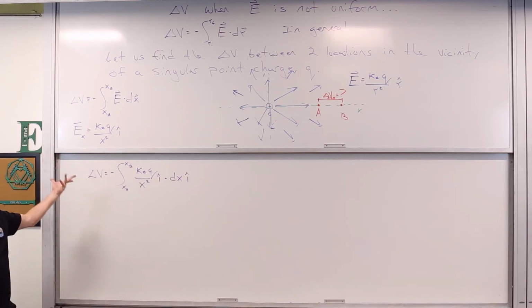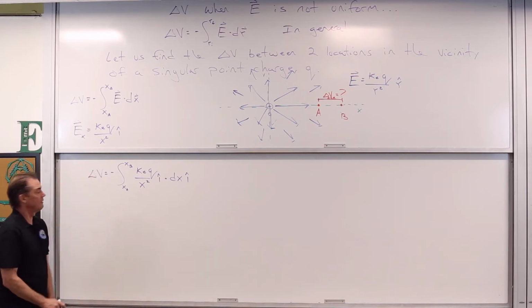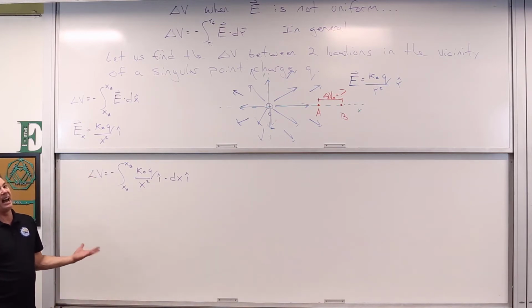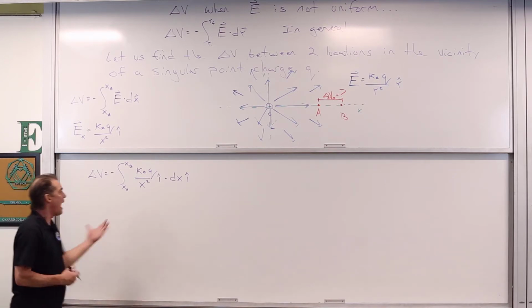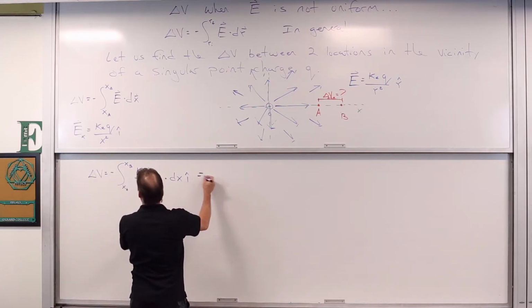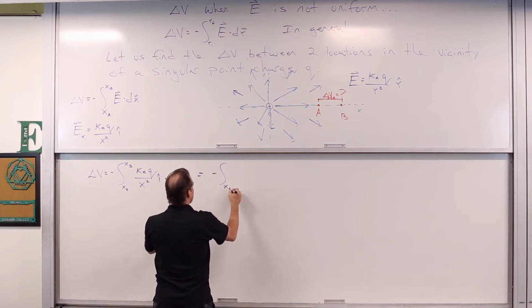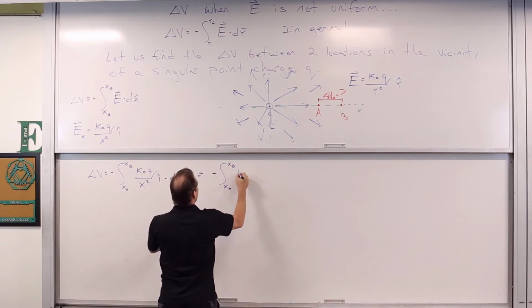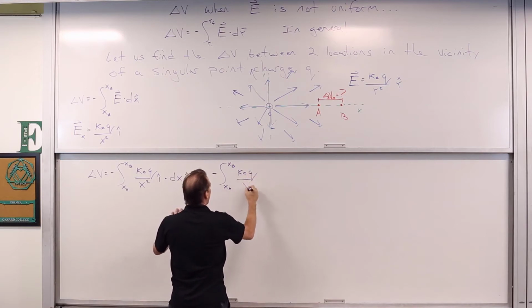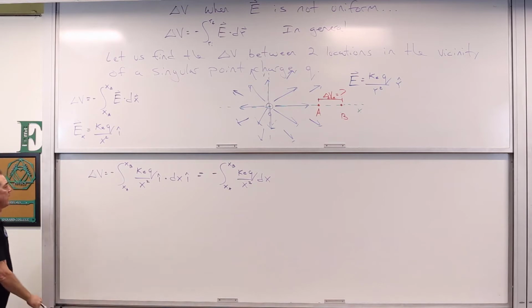Well, dx hat is dx I hat. So there we go. We've got an I hat dot I hat. I hat's parallel to I hat, right? So the angle between them is 0, and thus they just kind of vanish. I hat dot I hat is 1. So with this, we've got that this is then equal to the negative integral from x sub A to x sub B of k sub E q over x squared dx. Oh, that got pretty nice all of a sudden, right?